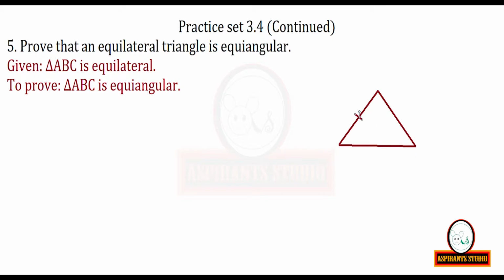Let us take the triangle as triangle ABC. Show all the markings. The lengths of all the three sides are equal. Show the markings on the figure. Equal markings. And name the triangle as triangle ABC.